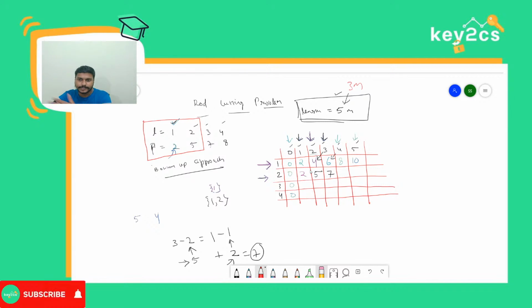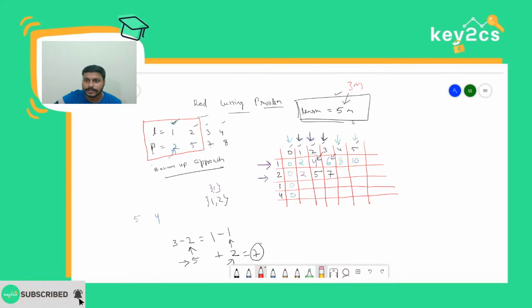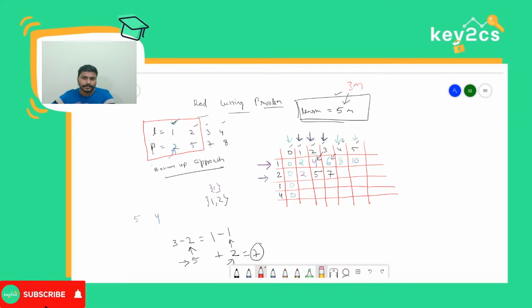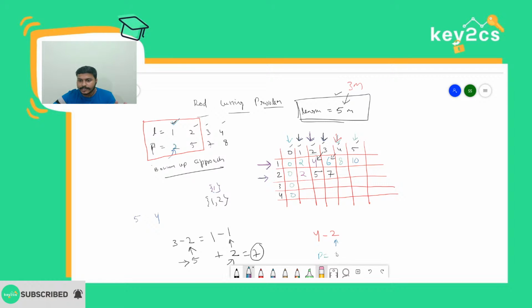Okay, let's carry on for the given problem, 5 meter. Now we are here in this column. So we have to sell a rod of length 4. Can we take a rod of length 2 meter? Yes. The total length we have to sell is 4 meter. Can we take a rod of length 2 meter? Yes, we can take it, and for taking a 2 meter rod, the profit we are getting is 5.